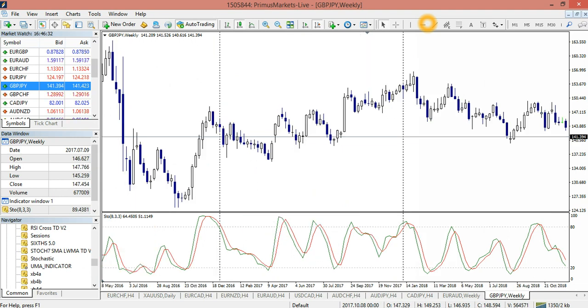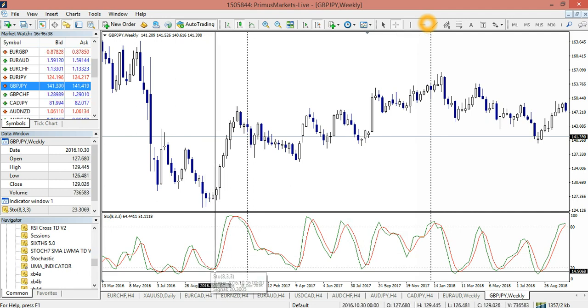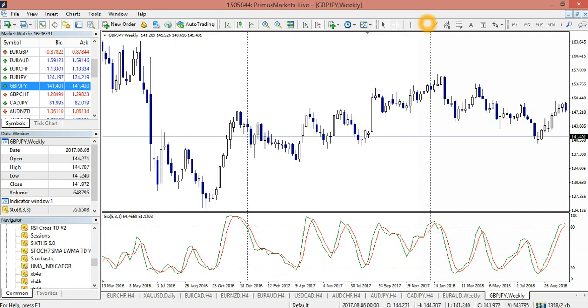Ideally, you buy and sell when the stochastic is in and around 20 and 80. You notice it has two levels, 20 and 80. When it reaches down to 20, you want to buy. When it reaches 80, you want to look to sell.